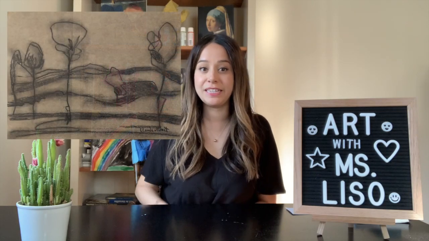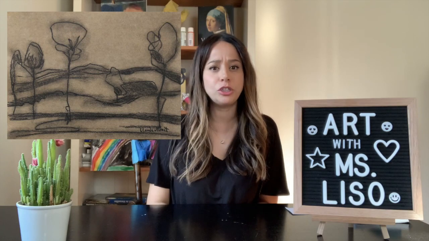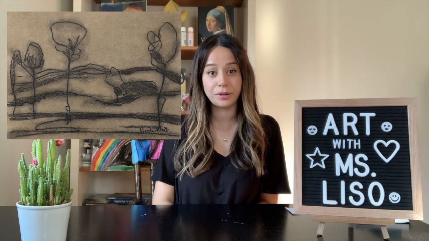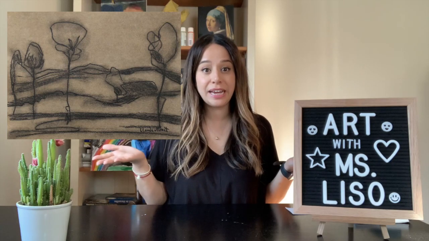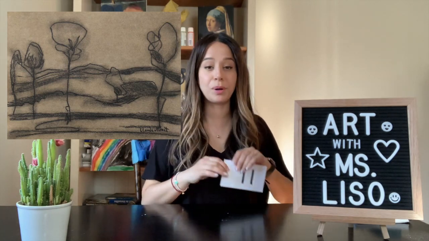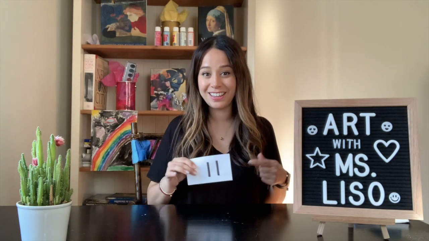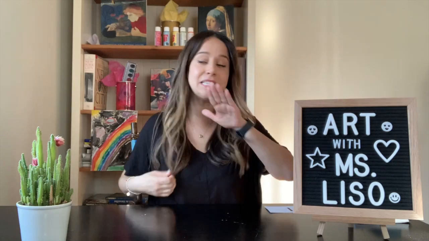Today we're going to begin our landscape. So I want you to take a look at this artwork over here from Claude Monet. And I want you to tell me, what do you notice about this artwork? How did he create it? Why did he create this artwork? So I want you to pause this video and discuss with your grown-up, what do you notice about this artwork? Did you pause the video? Awesome. So tell Miss Liso, what did you notice about this artwork?